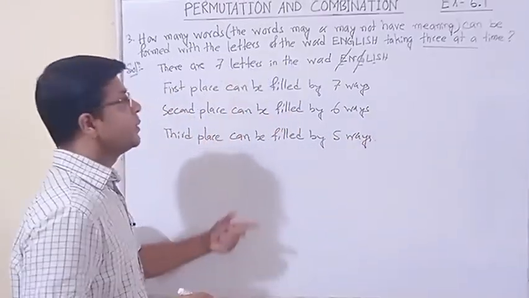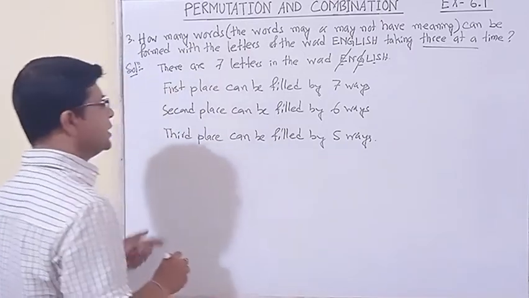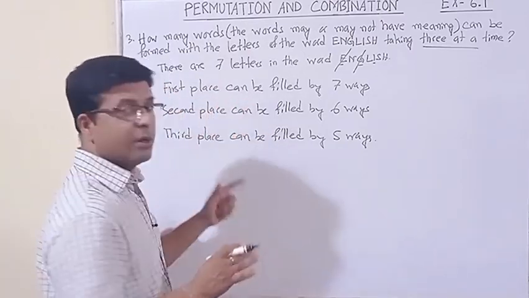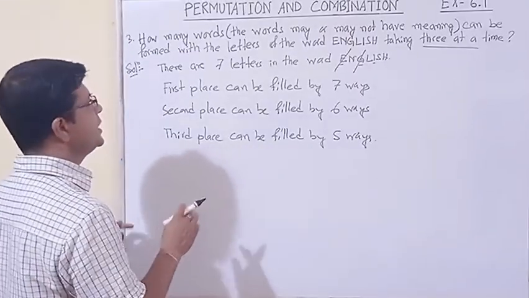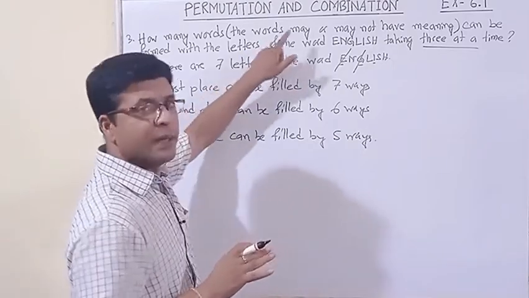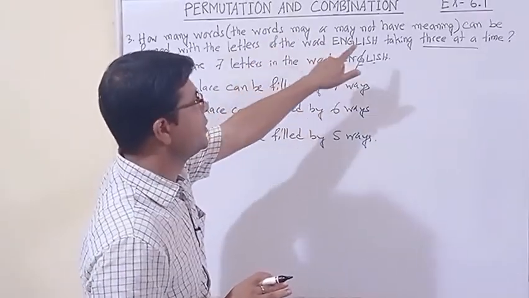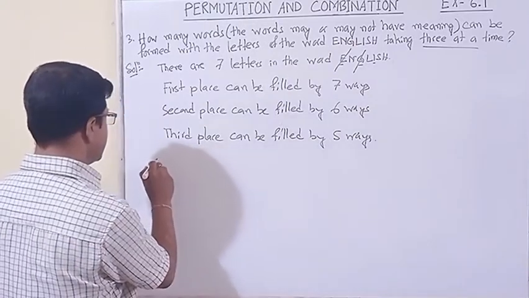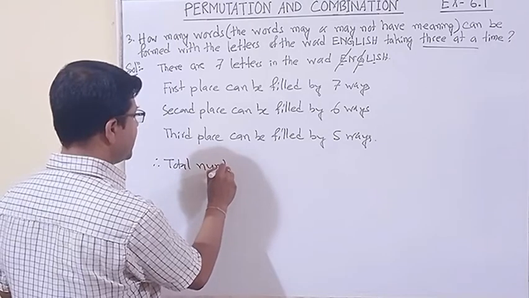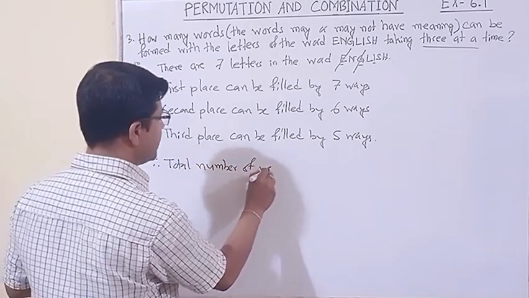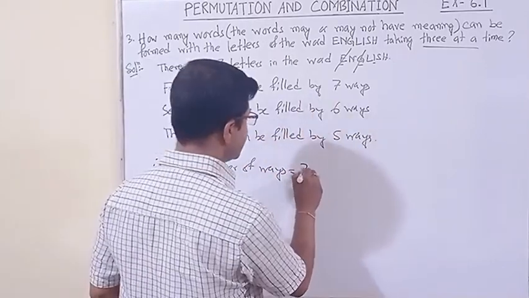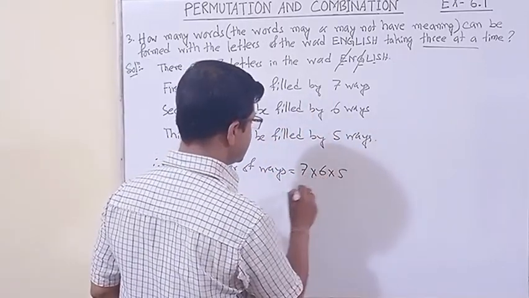Now we have to find the total number of ways. This is the question. How many words? So total how many words can be found here, with meaning or without meaning? This is not mentioned here, but the question is only we have to find the words. The words may have some definite meaning or may not have definite meaning. Now therefore total number of ways, what will we do? We shall simply multiply 7 into 6 into 5.